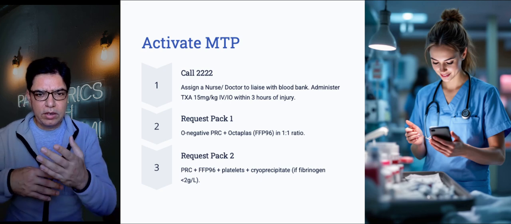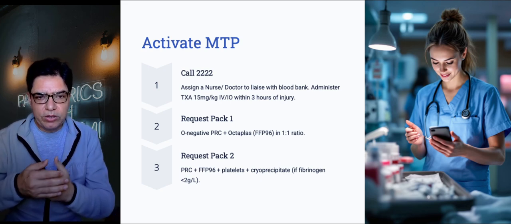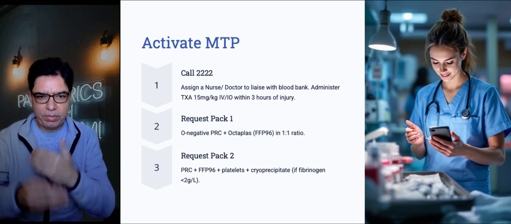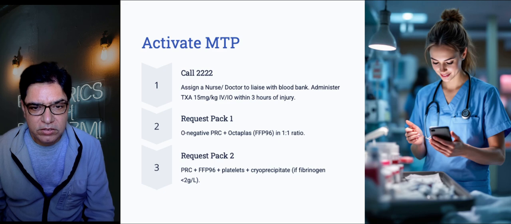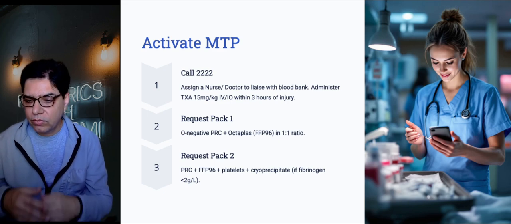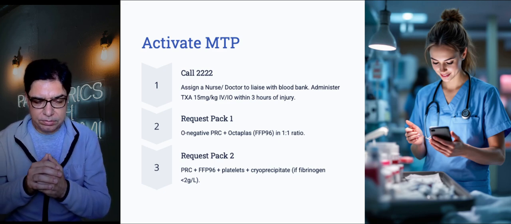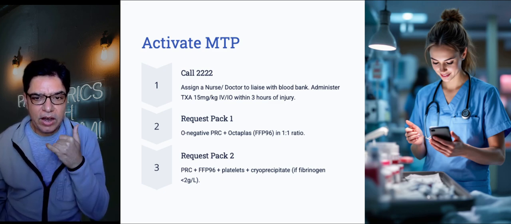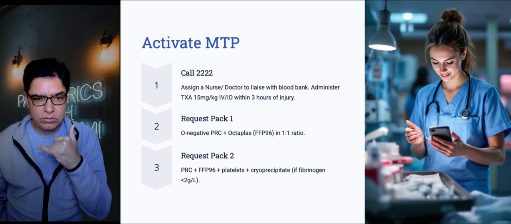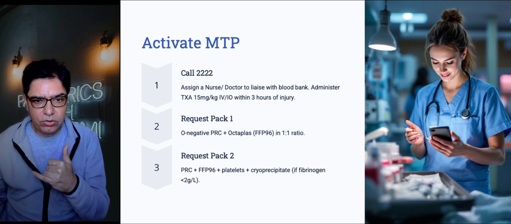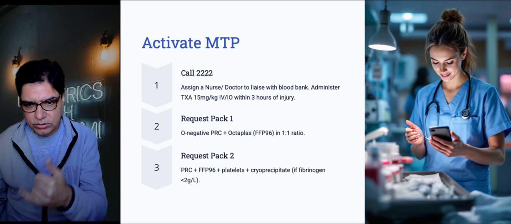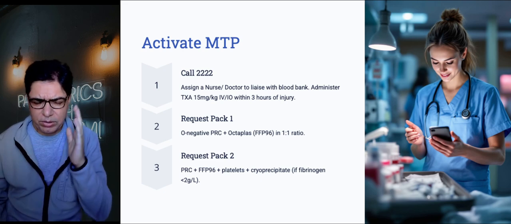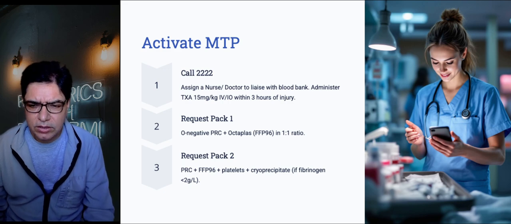And if you need further, what would they do? They would alternate: pack 1, pack 2, pack 1, pack 2. This would keep coming your way until you tell them to stop, or you have controlled the bleeding. Your patient is stable now, you don't need it anymore. So you will call them back again and say, I am stopping the major transfusion protocol at this time. This is, let's say, the emergency department, resus bay 7 or whatever is the location of the emergency.